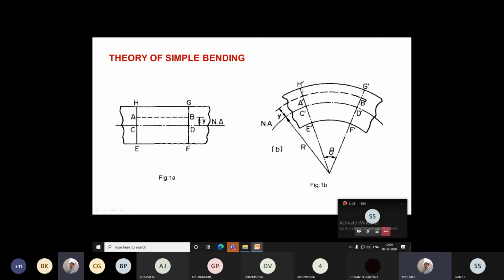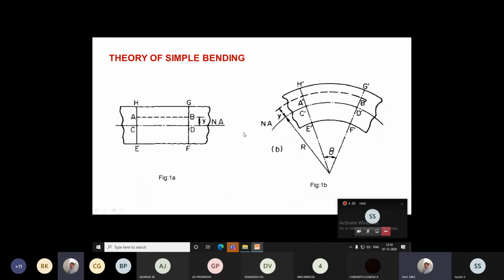So there is an increase in length. HG is shifted to H dash G dash. Similarly, F is shifted to E dash F dash. So in this case, E dash F dash is decreased in length, H and G are increased in length, right? And you need to remember that this is the neutral axis. NA is the neutral axis.